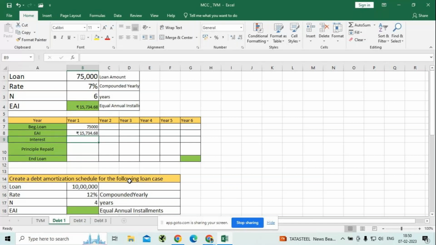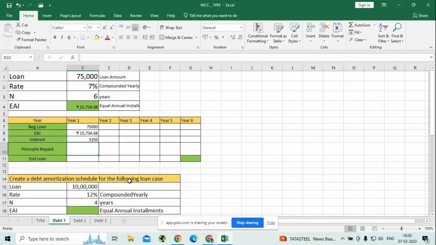Now how do we calculate the interest amount? 75,000 into 7% interest rate. Yes. So you are supposed to select it. It is not always 75,000. You have to know what the beginning loan amount for that year is. What is the opening balance? So that value into 7%. Enter. So out of 15,734 rupees 68 paise, 5,250 is your interest amount.